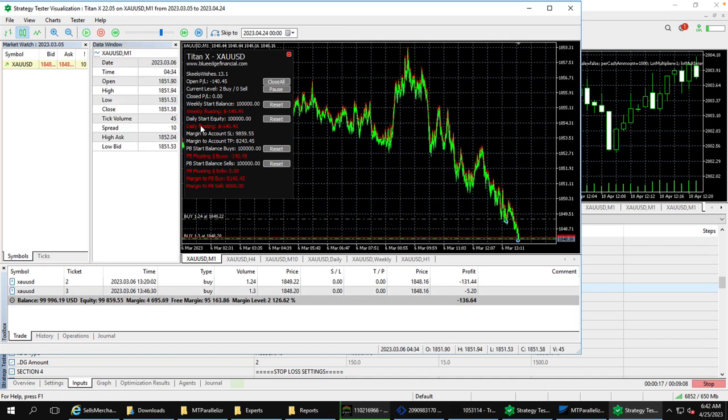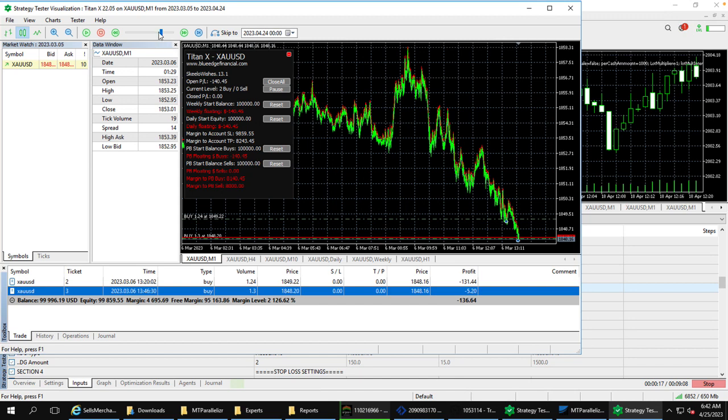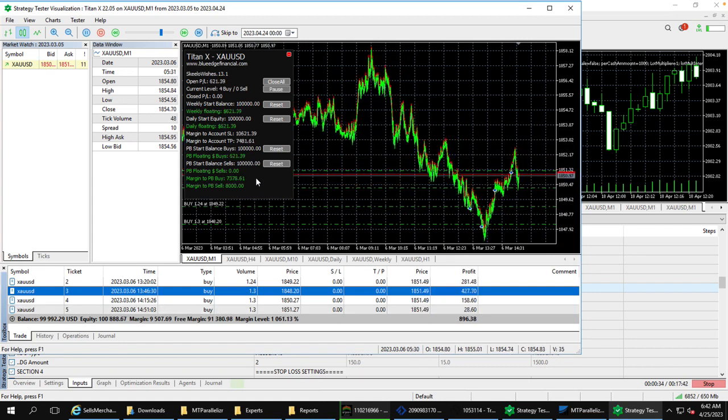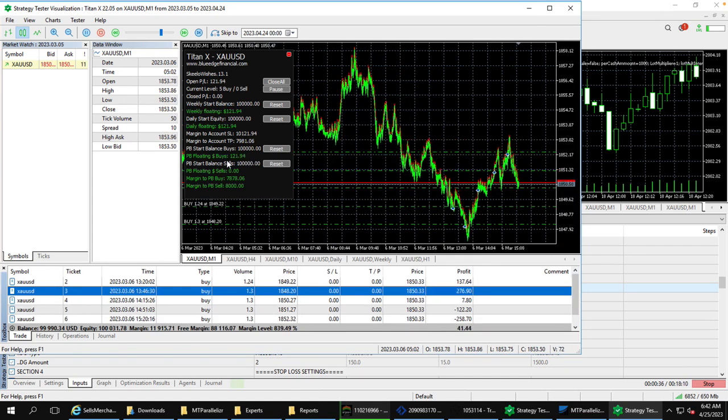Okay, right here, minus 136. Let's close all. Does it work in the tester? I don't know if I can close these trades. Okay, but anyways, this will be a good example. So we know that equity protector is going to hit, right?